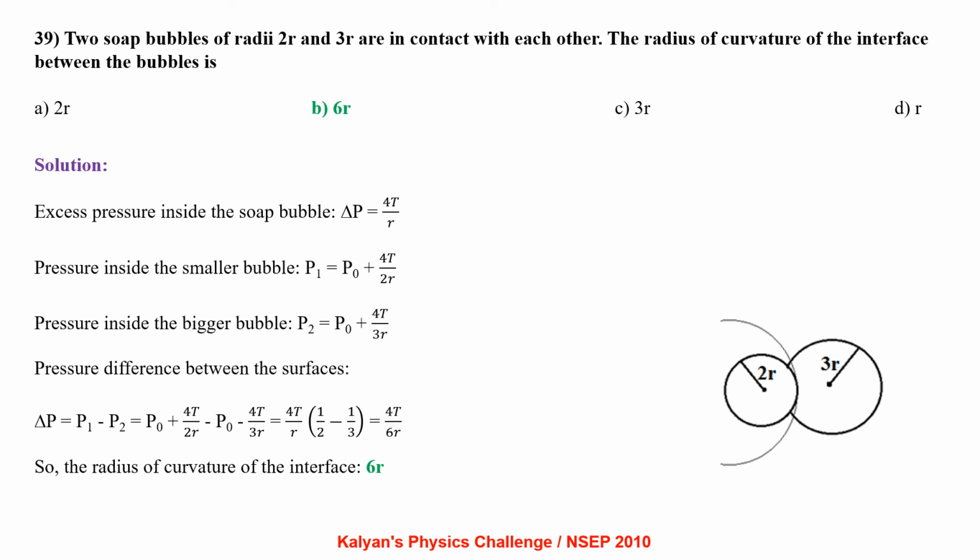Two soap bubbles of radii 2r and 3r are in contact with each other. The radius of curvature of the interface between the two bubbles is.